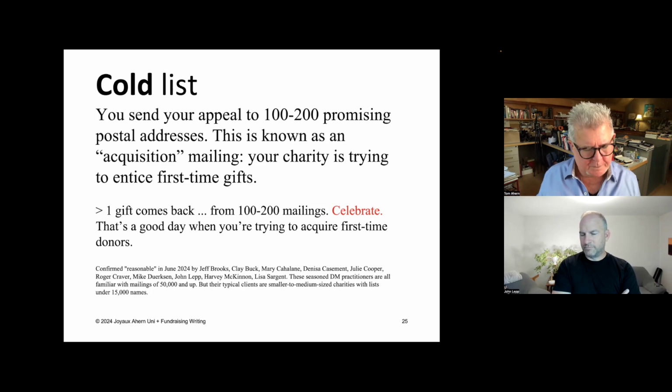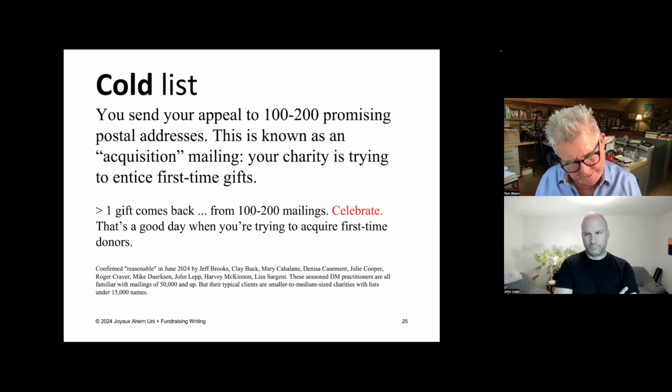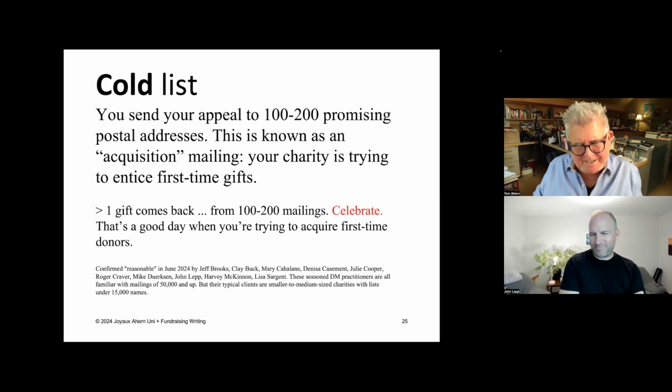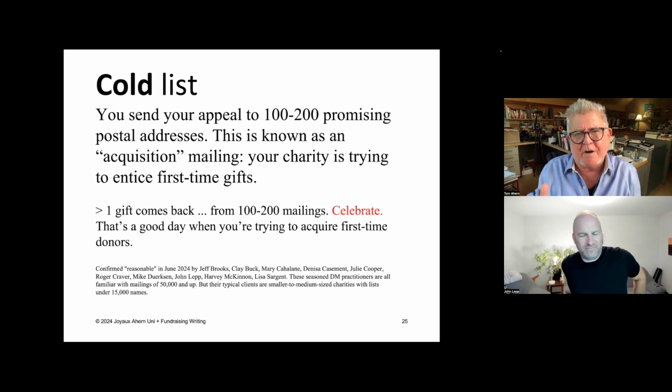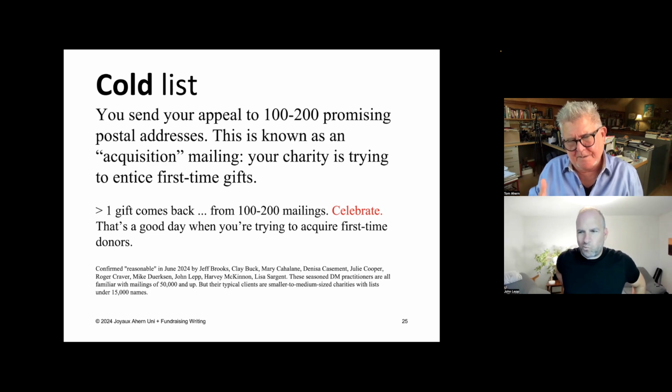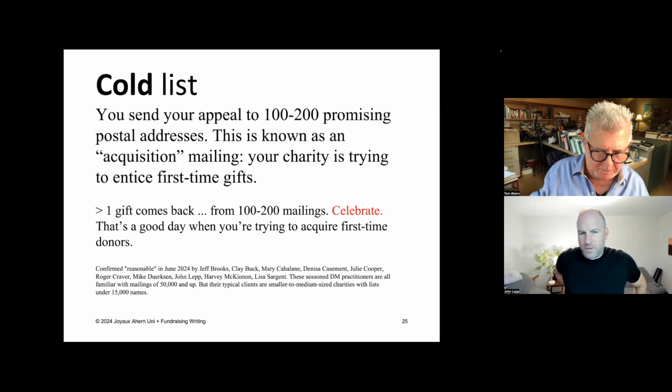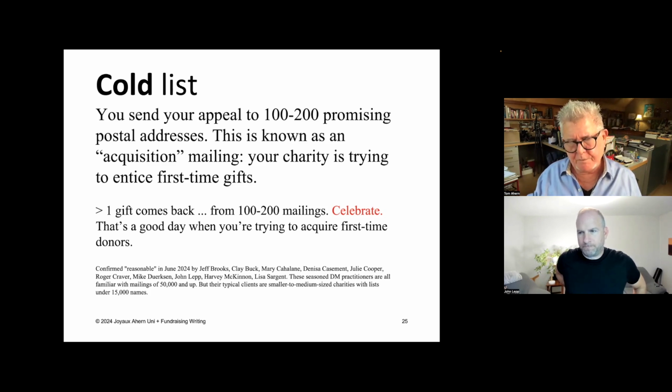So the cold list, what can we expect? So I'm asking, and all these experts, these are people deeply swimming in data, so they hate having an answer to this. They just hate it. But if you present them with enough exit doors, they'll say, okay, yeah, all right, here's what I think. If you sent out 100 to 200 appeals to postal addresses, that we call an acquisition mailing, for those of you that are brand new to the industry.